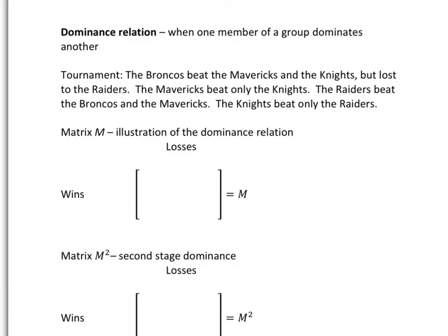So we'll fill out our teams. We've got the Broncos, the Knights, the Mavericks, and the Raiders. Broncos, Knights, Mavericks, Raiders. So that gives us our rows and our columns. So you fill out the wins and losses in this way. Obviously, you know that the Broncos didn't lose to the Broncos, but they did beat the Mavericks and the Knights. So they get a 1 for both the Mavericks and Knights, and they lost to the Raiders, so they get a 0 for that. All right.